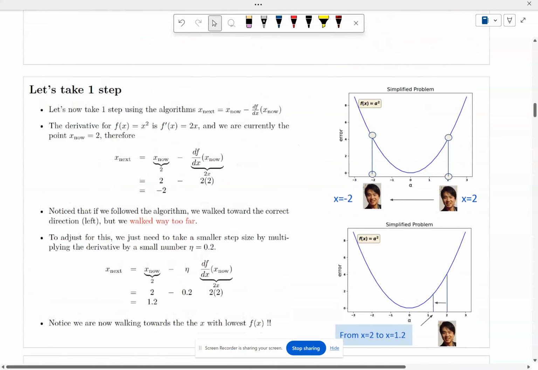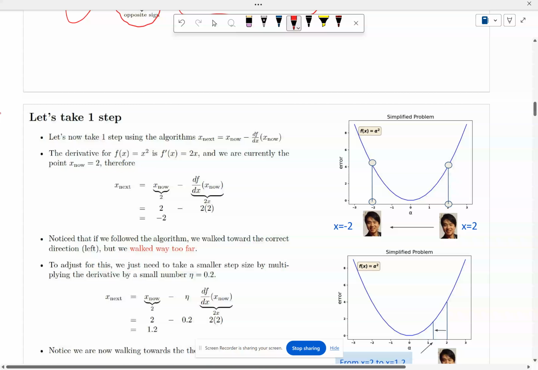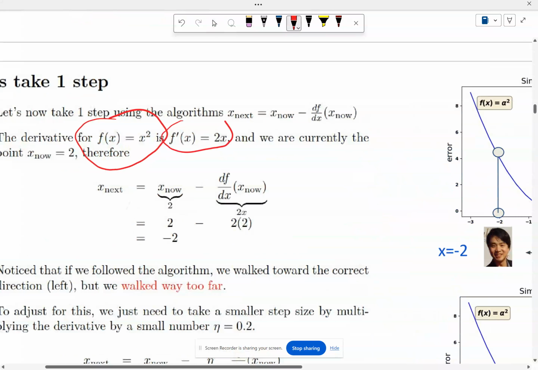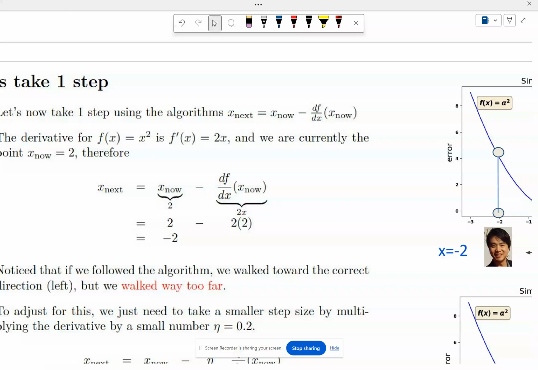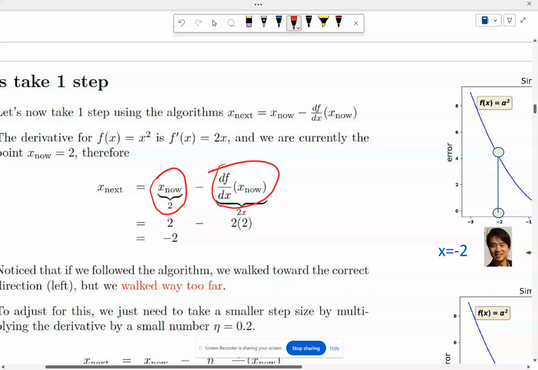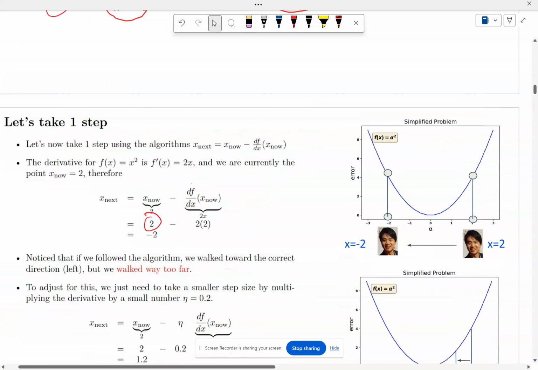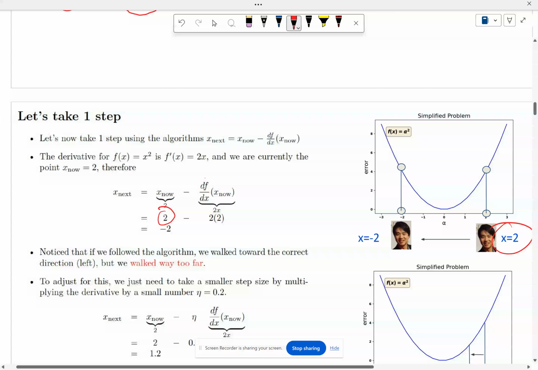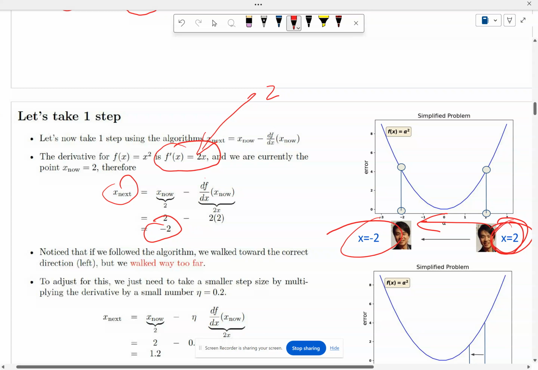So here, let's say that right now, the function is x squared, and therefore the derivative is 2x. My current location is 2, right? So here's 2. The derivative is 2x, and I plug 2 in because that's where I'm at. Taking my location minus the derivative at my current location, the next location is -2. So I walked from 2 to -2.